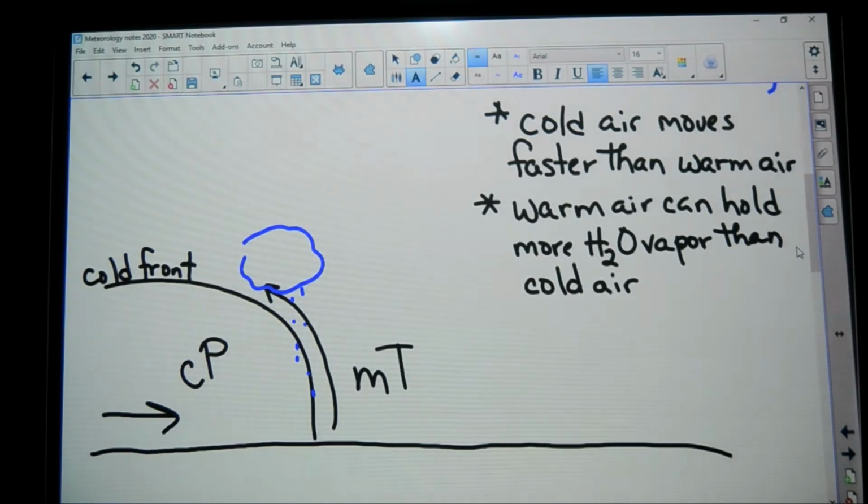With that one, I'm eventually going to hit my dew point. Dew point is temperature at which water condenses. With that one, once I can condense, I'm starting to build my clouds. So along my cold front, I am going to be building clouds along the front. If I am going to have precipitation, it's going to happen along the front.